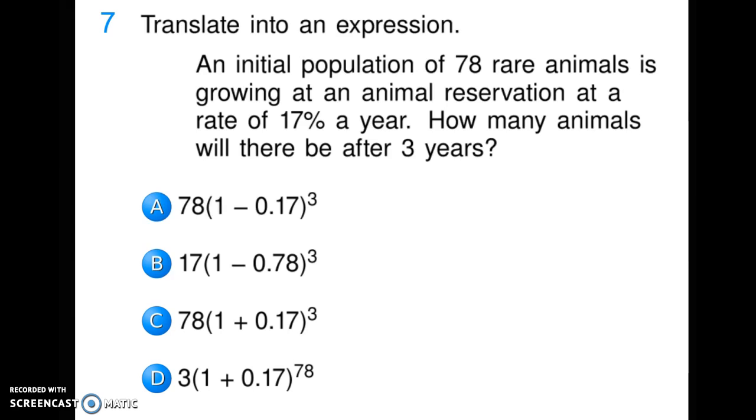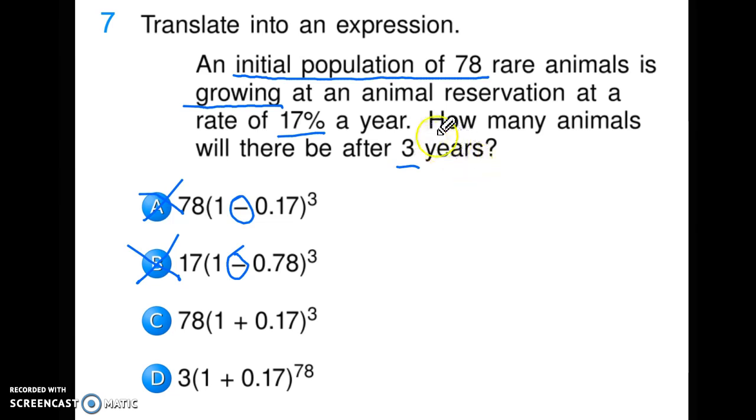Okay, so a couple things stand out to me, and that is where it says the initial population is 78. Also important would be that it says it's growing. In fact, because it's growing, I can go ahead and mark off A and B because those say subtraction and growing would indicate that we need to add. And then 17% a year. How many animals will there be after 3 years? So all of these are going to be important.